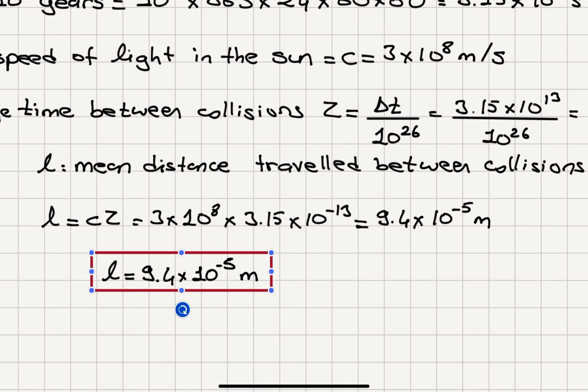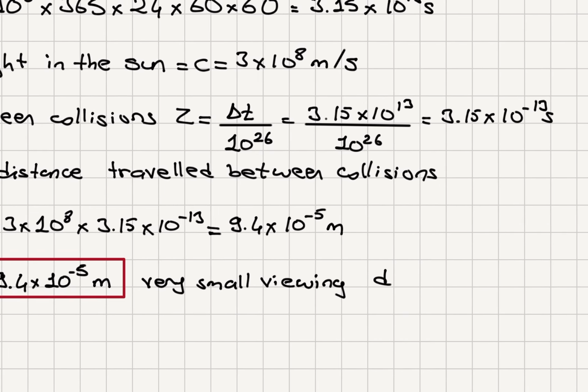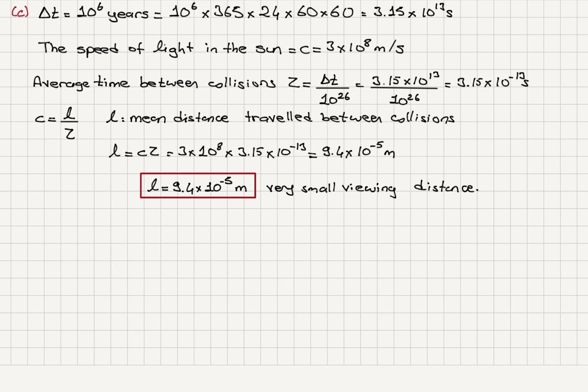That's a very small number. It's a very small viewing distance. That's why we say inside the sun it's opaque, it's not transparent. We have a very small viewing distance.